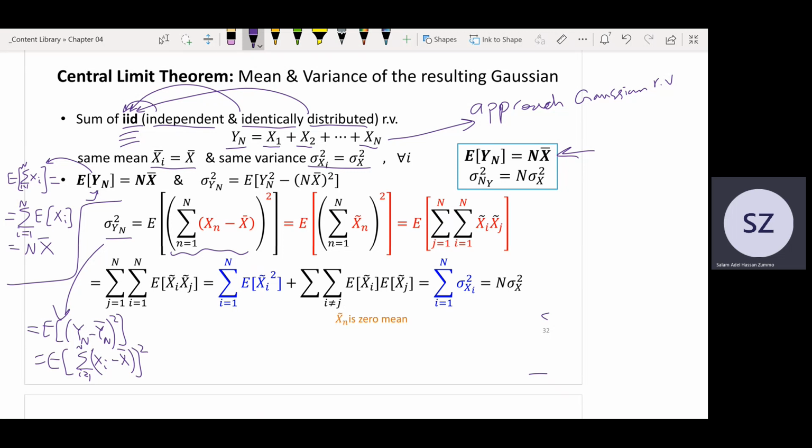So what do I have? I have here a sum multiplied by a sum. But square means multiplied by each other. So what do I have? I have the sum squared.